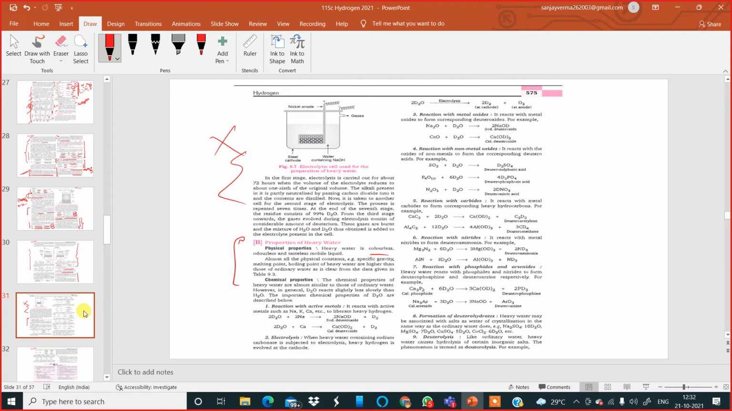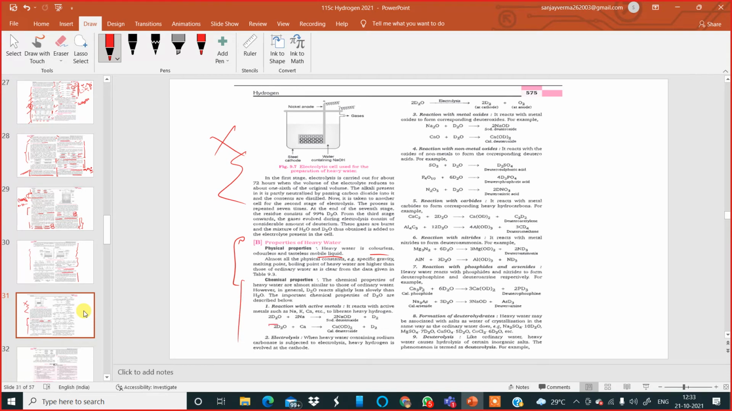Heavy water is a colorless, odorless and tasteless mobile liquid, like water. Almost all the physical constants, for example specific gravity, melting point and boiling point, are higher than those of ordinary water because its mass number is higher. It has a higher mass number than hydrogen, that is protium, deuterium, tritium, because deuterium gives heavy water. If you look at the chemical properties, the reactions are almost similar.